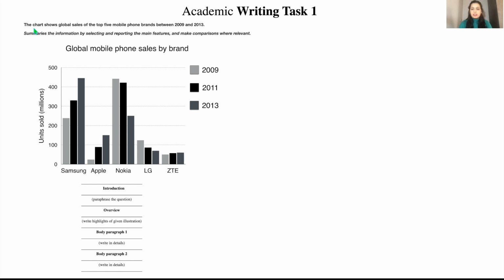And what is this task question? The chart shows global sales of the top 5 mobile phone brands between 2009 and 2013. Here is your bar graph, and as you can see here, it is written global mobile phone sales by brand, and here you can see the number of years. And don't forget to notice this thing here. So what is this? These are units which were sold in millions.